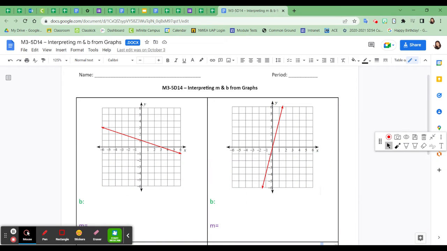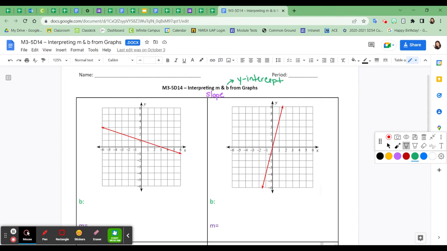On today's shared notes, we're going to be interpreting M and B from graphs. Go ahead and pick up your pens and pencils. We're going to write slope underneath the letter M and y-intercept for B.